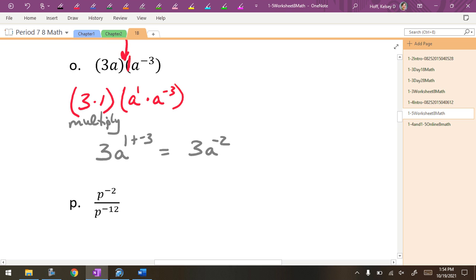Can I circle that as my answer? Now, what is the issue with this? Why can't I circle it?